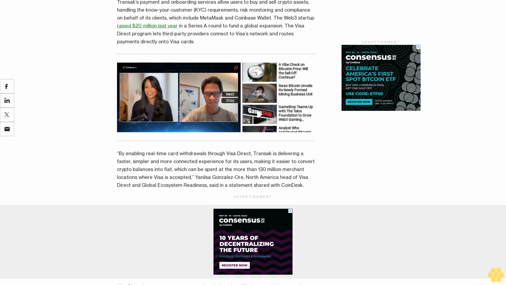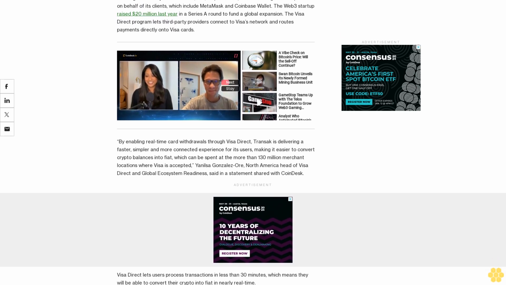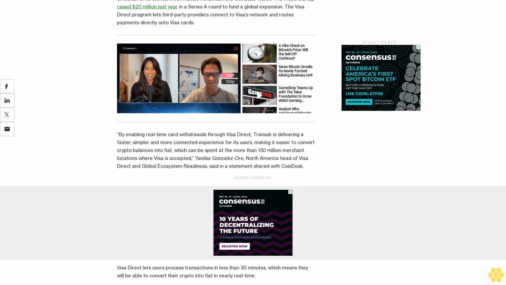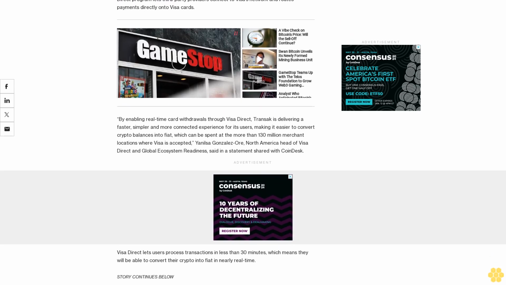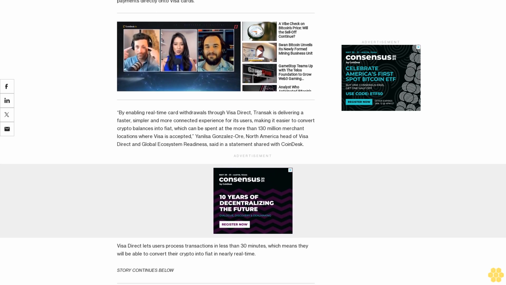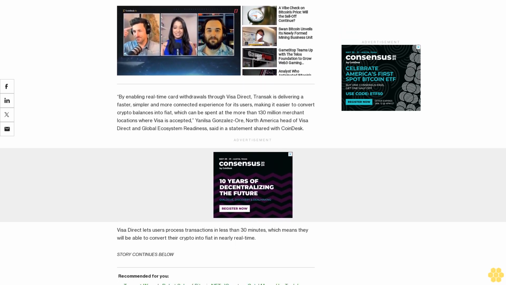Visa Direct lets users process transactions in less than 30 minutes, which means they will be able to convert their crypto into fiat in nearly real time. The platform currently supports more than 40 major cryptocurrencies, including Bitcoin (BTC), Ether (ETH), Solana (SOL), and Dogecoin (DOGE), and is available in over 145 countries.